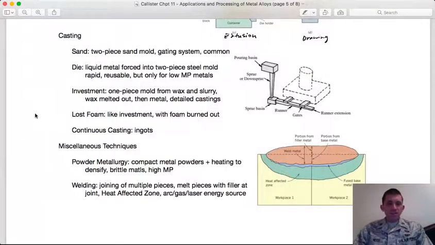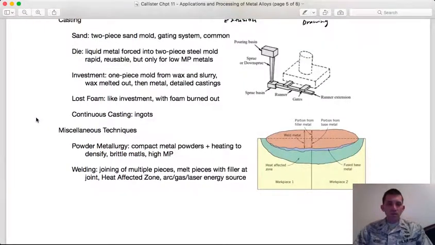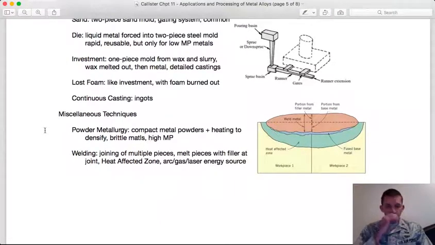Continuous casting would be, I guess, where you are creating large ingots of material, say in a mill for later processing.